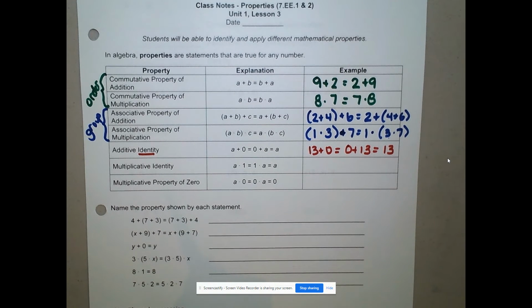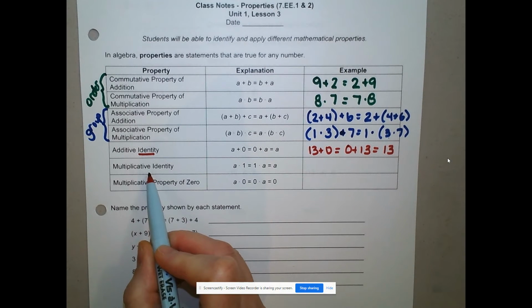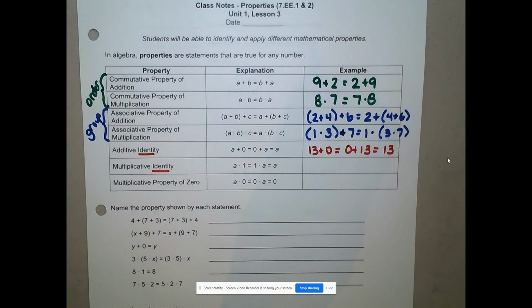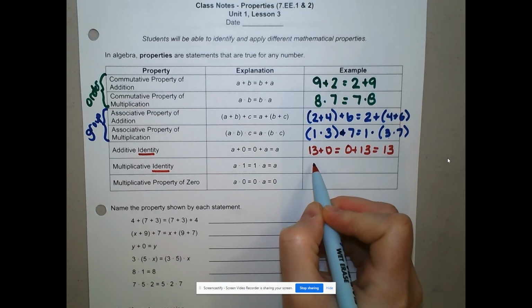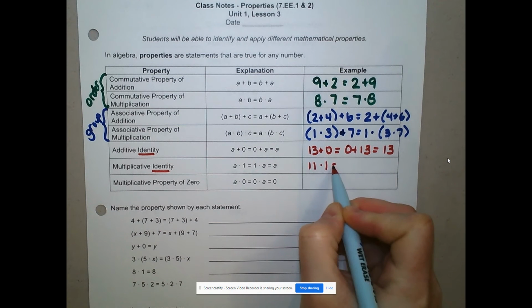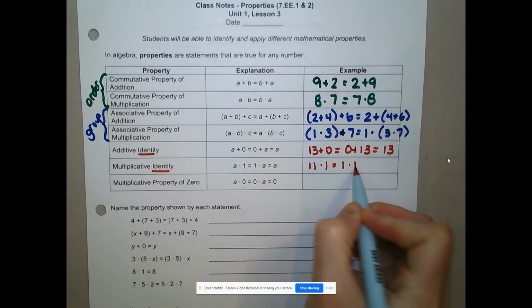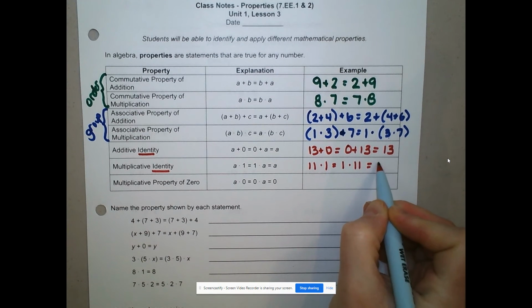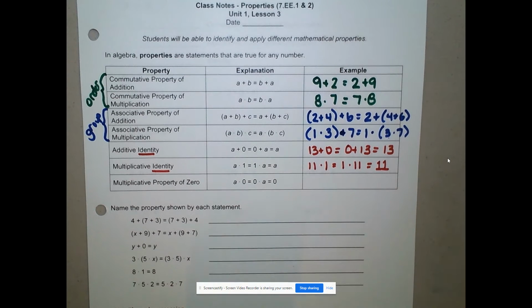If I want to multiply and have a number keep its identity, I could multiply the number, let's say it is 11 times 1. That's going to be the same as 1 times 11. And in either case, the number 11 gets to keep its identity.